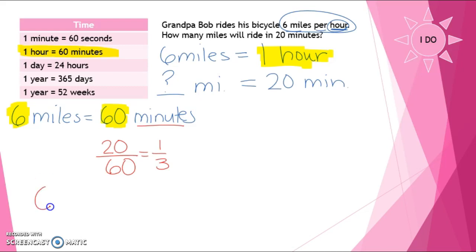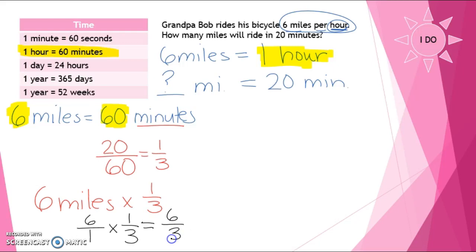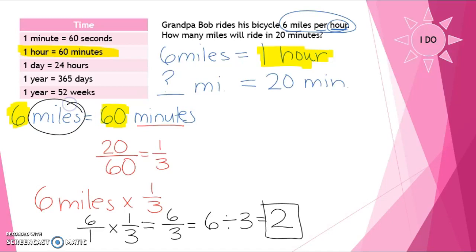So we'll multiply 6 miles times 1/3. And what is 1/3 of 6? If you need to multiply, that's fine. So let's use the strategy. 6 over 1 is the same thing as 6 times 1/3. And we'll multiply the numerator and the denominator. And we have 6/3, which is the same thing as 6 divided by 3, which is 2. But what does that 2 represent? It represents the number of miles.